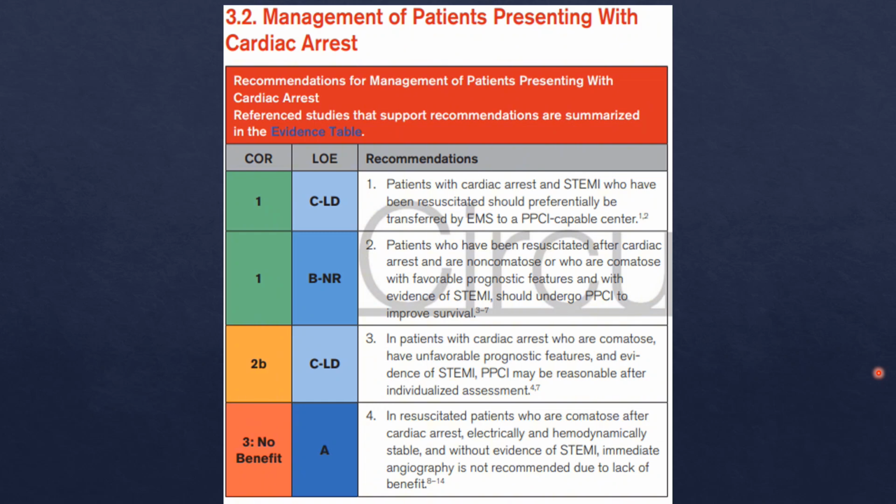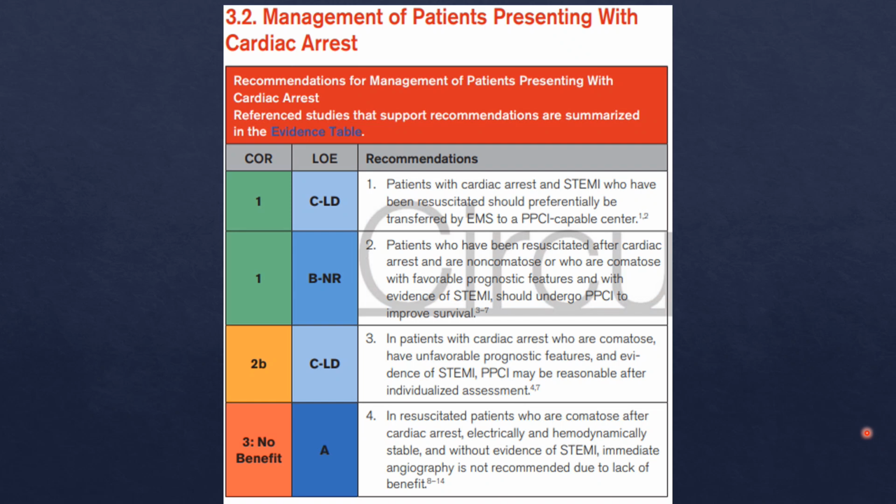For patients who are resuscitated and comatose and do not have any evidence of STEMI, immediate angiography is not recommended due to lack of benefit, and it has a class 3 recommendation. Numerous studies have been done which show that these kinds of patients do not have any improvement in survival or neurological recovery at 6 months.